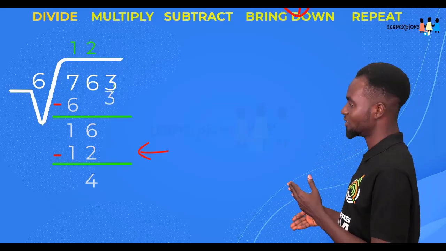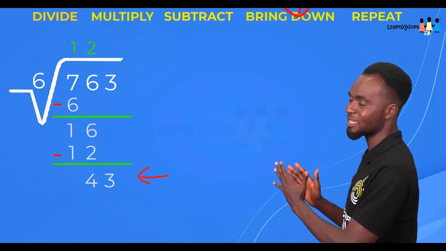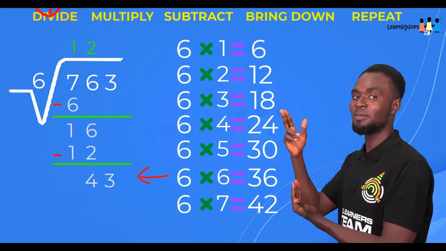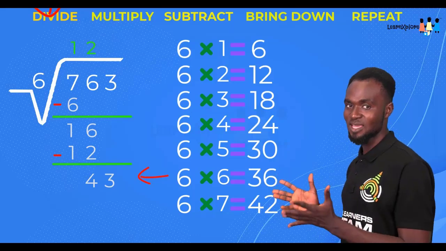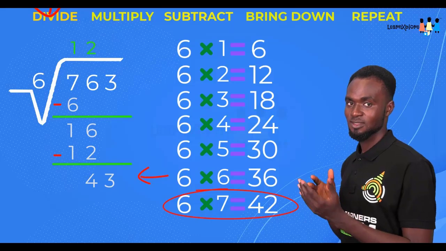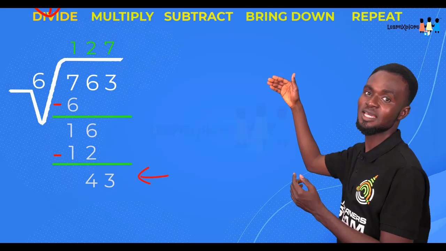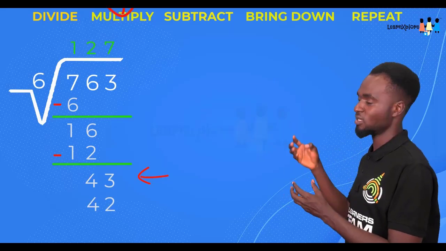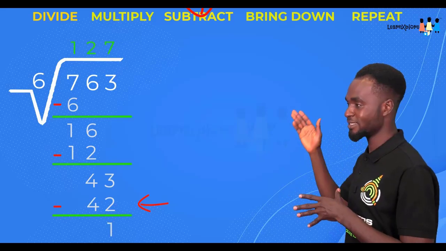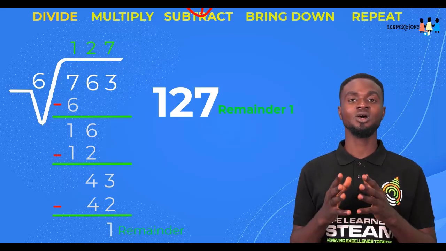After subtracting, you bring down the next one. What's the next number? Up is 3. You bring it down. 4 and 3 has become 43. So what's the next thing? What number multiplied by 6 will give us 43? That is 7. 6 times 7 is 42. So we have 7 on top of 3. So we have 7 times 6 is 42. We have 43 minus 42 will give us 1. There's nothing to bring down. So we leave it as 127 remainder 1.